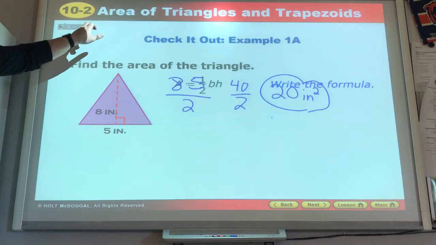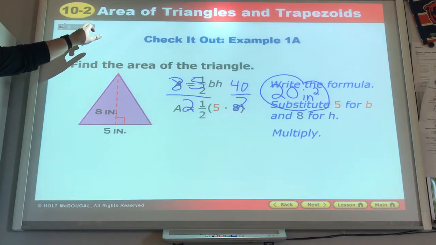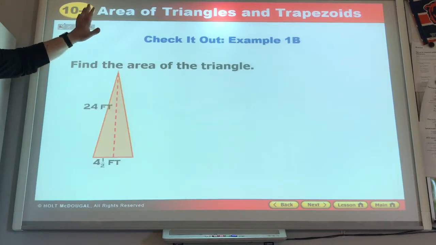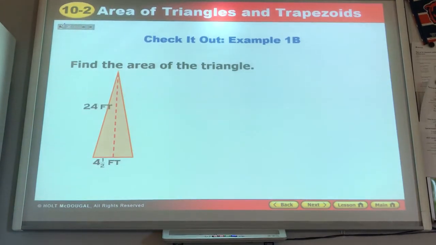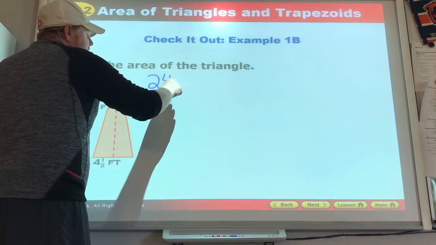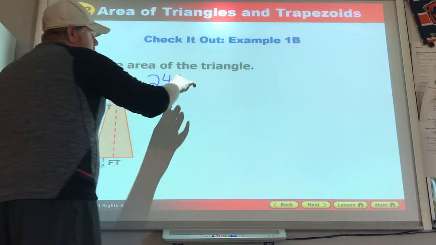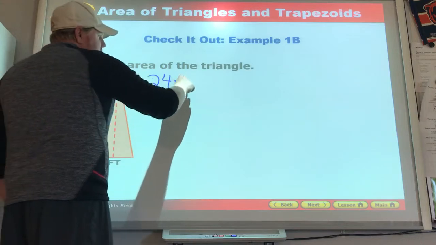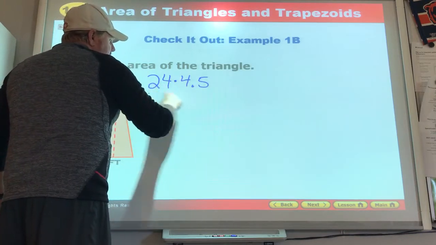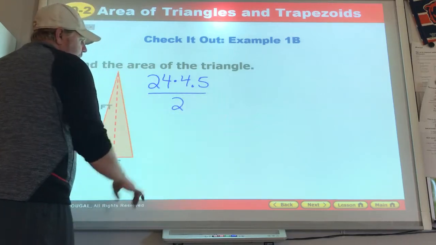Alright, they've got their stuff they write in. Yay! 5 times 8, just like we did. 40 times a half is 20. And they've got their answer. Just for good measure, 24 is the height times the base, which is, I'm going to make that into a decimal, 4.5. Okay? And I'm going to divide all that by 2.